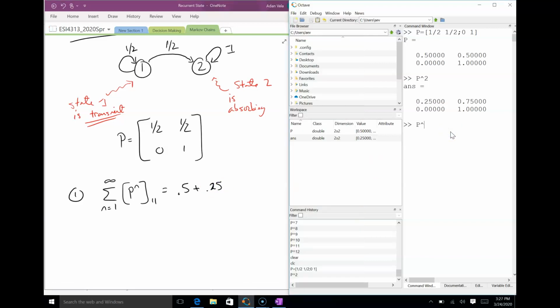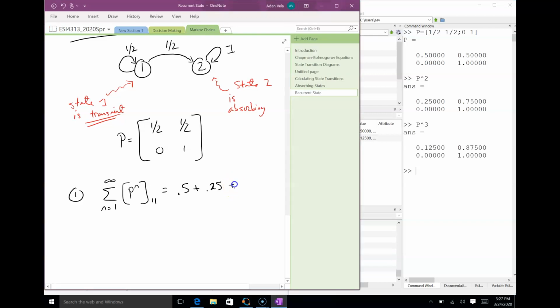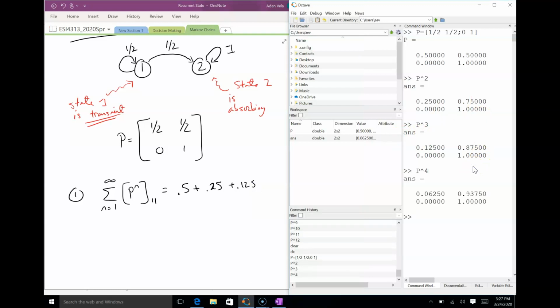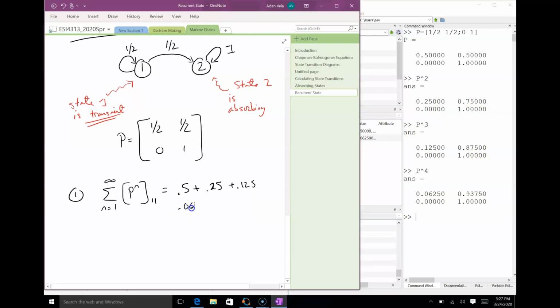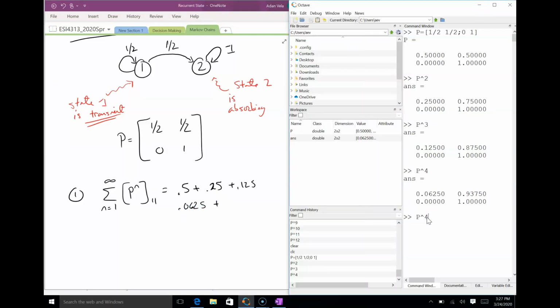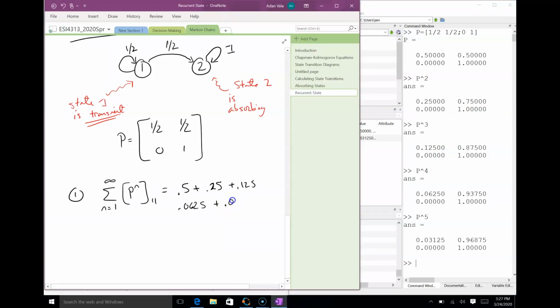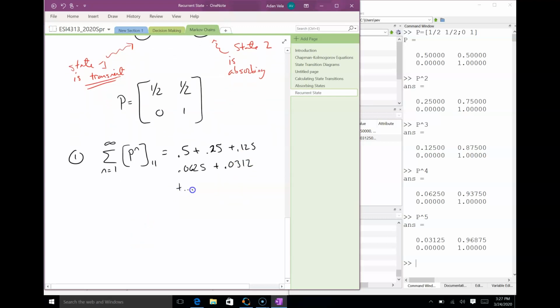Let's take P to the 3rd power: 0.125. P to the 4th power: 0.0625. And you should be noticing a pattern that the number I'm adding keeps getting smaller and smaller. In fact, it's basically dividing by 2. So for an arbitrary n, what we have is 1/2 to the n power, and we keep adding these continuously.